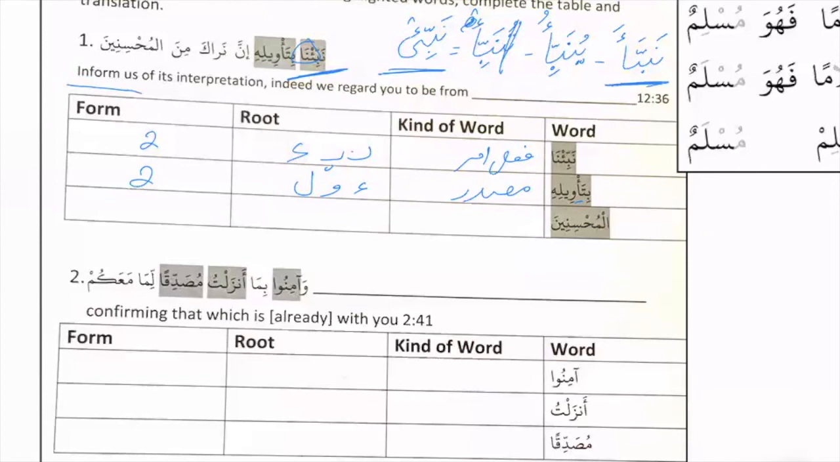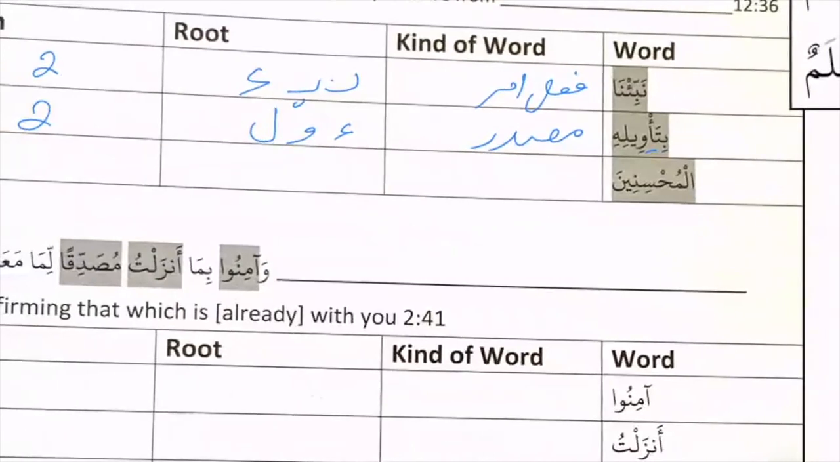Then muhsinina. So I hear the mu sound, and now ha, sin, and noon. So this sin is the middle root letter which has kasra. So that means this is our ism fail. And the root letters are ha, sin, and noon. And what family is it? Family Ahsana. Family 4, yes.